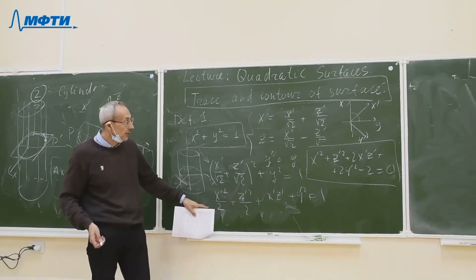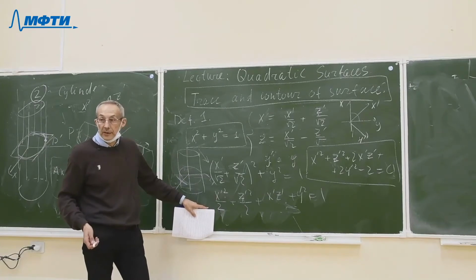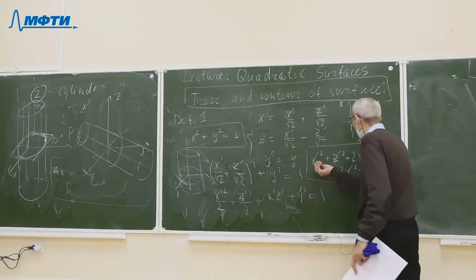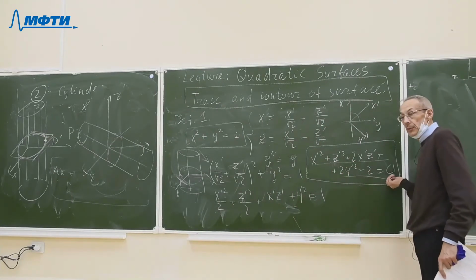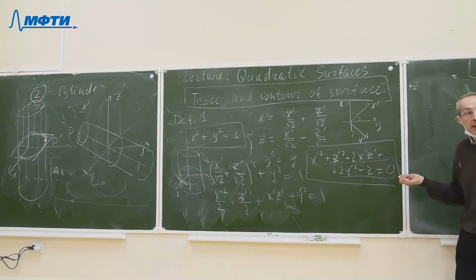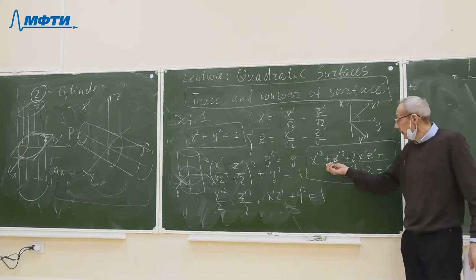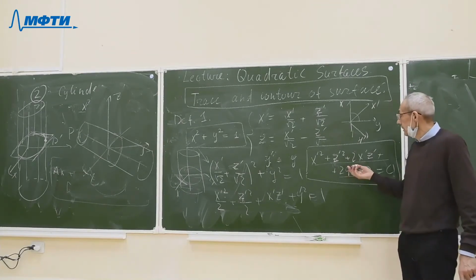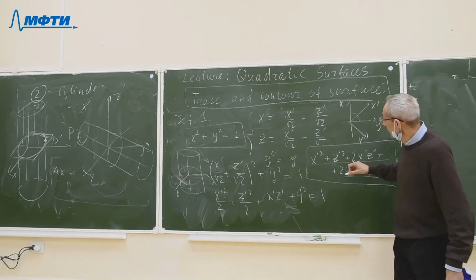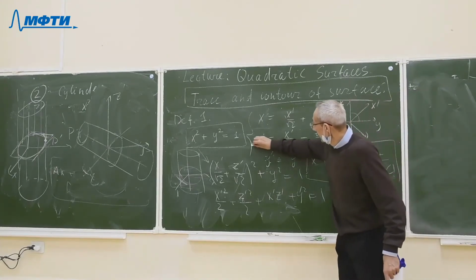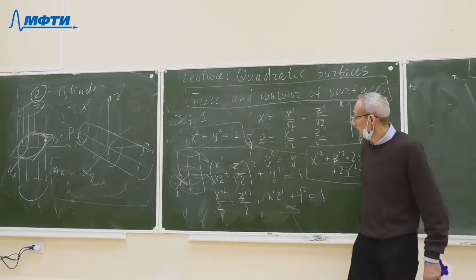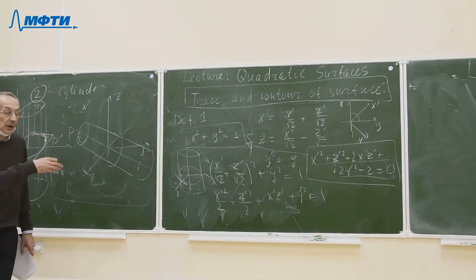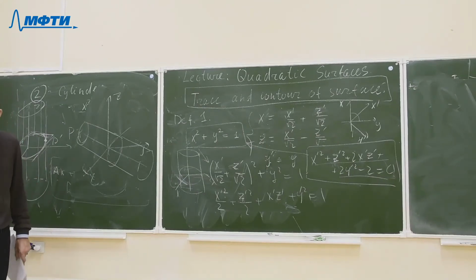The equation of our cylinder in the new coordinate system is a rather complex expression. Do you understand? And if we have such an expression, we must rotate the coordinate system, and we can reduce this complex equation to a rather simple one. And in this case, we can prove that this equation defines some cylinder.